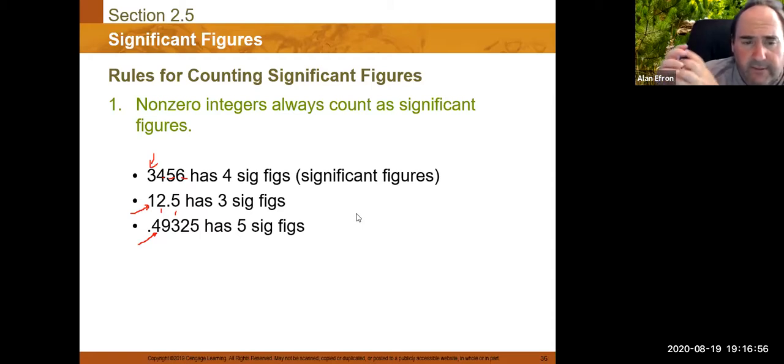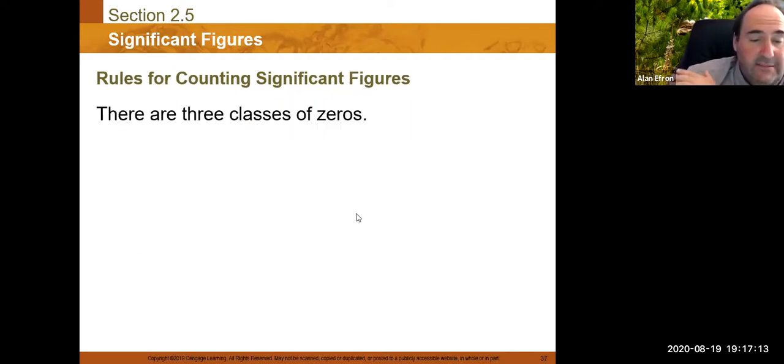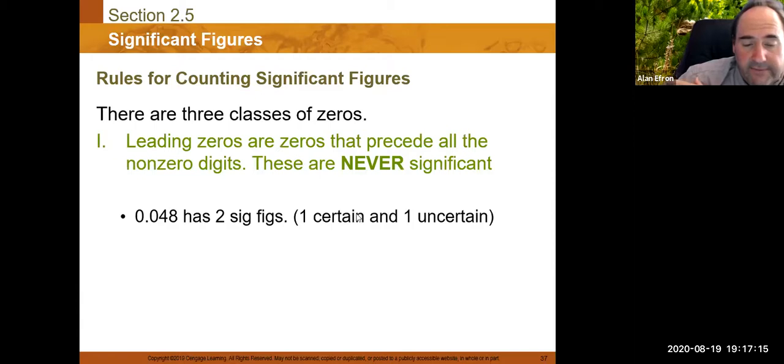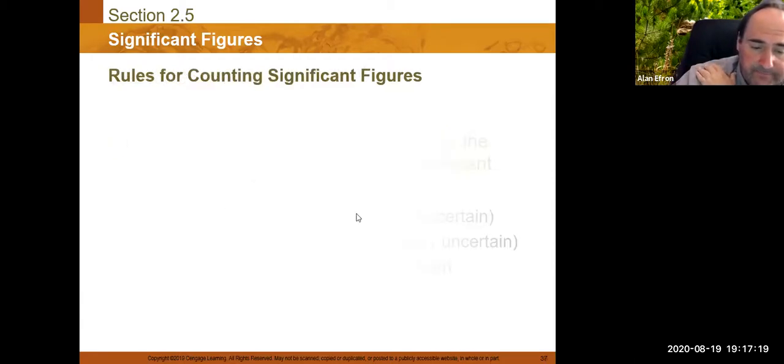So it's really important, in addition to non-zeros being significant, that going left to right on the number, when you hit the very first non-zero, that's when you should start counting. Again, you shouldn't count until you hit that first non-zero. And that's because of the zeros. There are 3 different types of zeros that we come across when we're looking at significant figures.